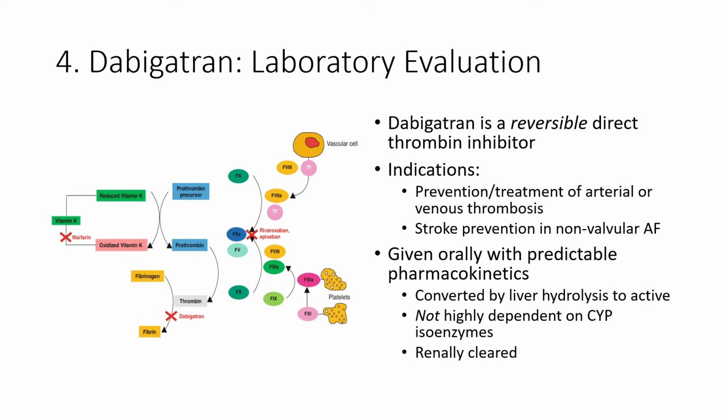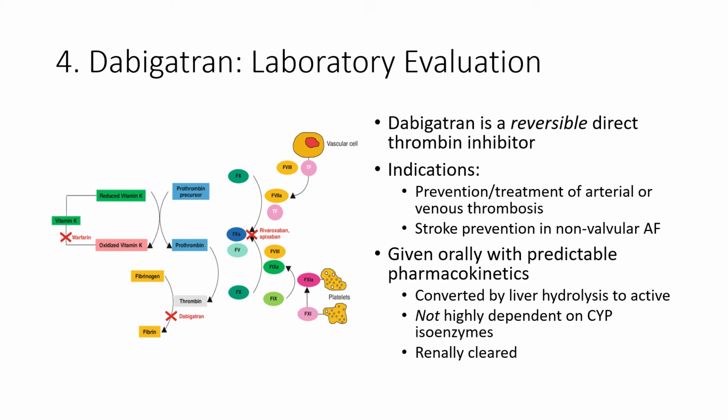Dabigatran etexilate is the bioavailable oral formulation, and it is converted by liver hydrolysis to the active form. It is not highly protein-bound in plasma. It is not dependent on CYP-P450 metabolism, and it is formulated with tartaric acid to ensure reliable intestinal absorption independent of the gastric pH. It therefore has generally predictable pharmacokinetics and dosing, in contrast to warfarin.